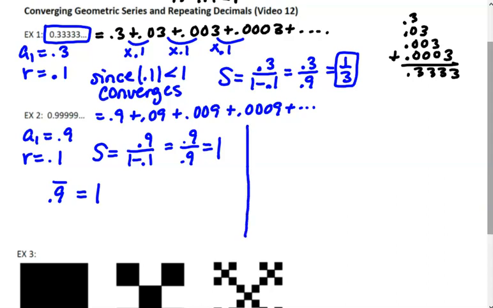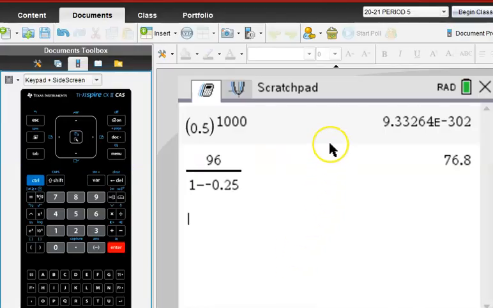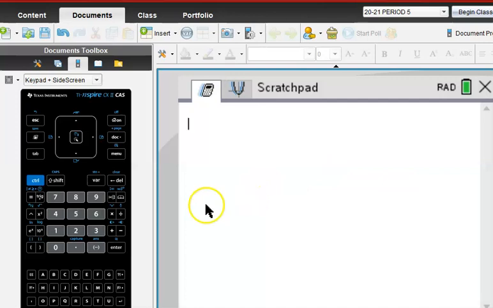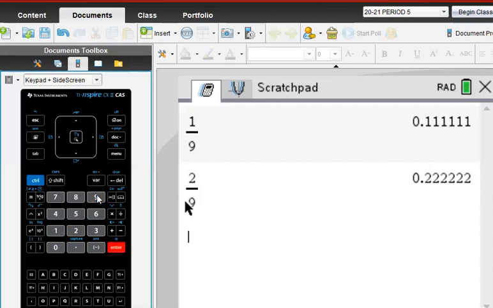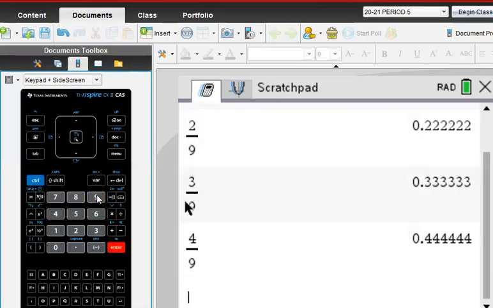So first of all, on the calculator, I'm going to do a couple of things here. I'm going to put in 1 divided by 9 and then do a control enter. 0.1 repeating. 2 divided by 9. 3 divided by 9, which we've already, of course, done. 4 divided by 9. 5 divided by 9.